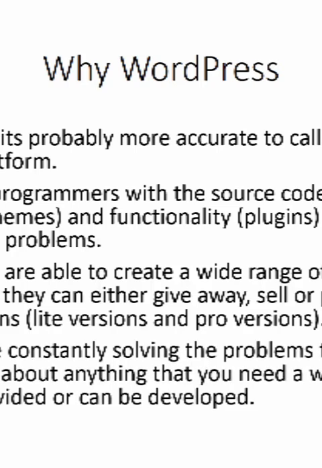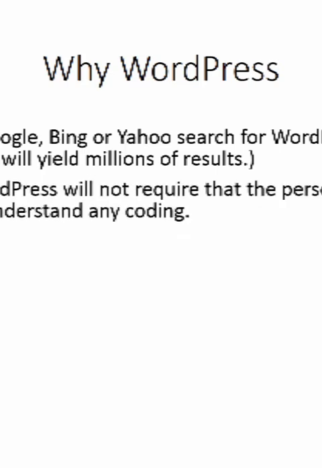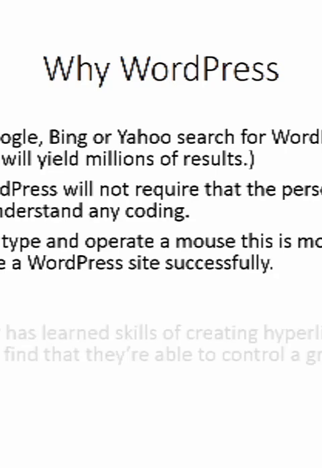So developers are constantly solving the problems that individuals have, so that just about anything you need a website to do has already been provided or can be developed. And you can tell this if you do a simple Google, Bing, or Yahoo search for WordPress themes or WordPress plugins. In most cases, WordPress will not require that the person that's updating the site either know or understand anything about coding. If a user can write, type, or operate a mouse, and that's you, this is going to be more than enough skill required to operate a WordPress site successfully.